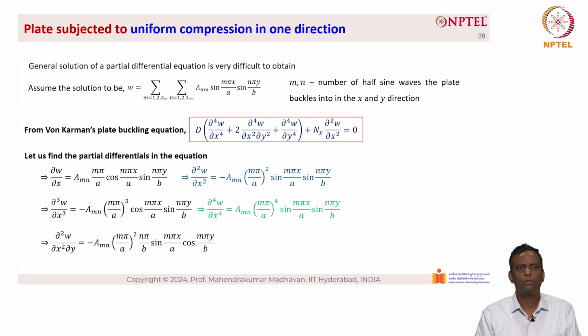So we have now ∂²W/∂x²∂y given as minus A_mn into (mπ/a) the whole square into (nπ/b) into sin(mπx/a) into cos(nπy/b). When we differentiate it again, we have ∂⁴W/∂x²∂y² equal to A_mn into (mnπ²/ab) the whole square into sin(mπx/a) into sin(nπy/b).